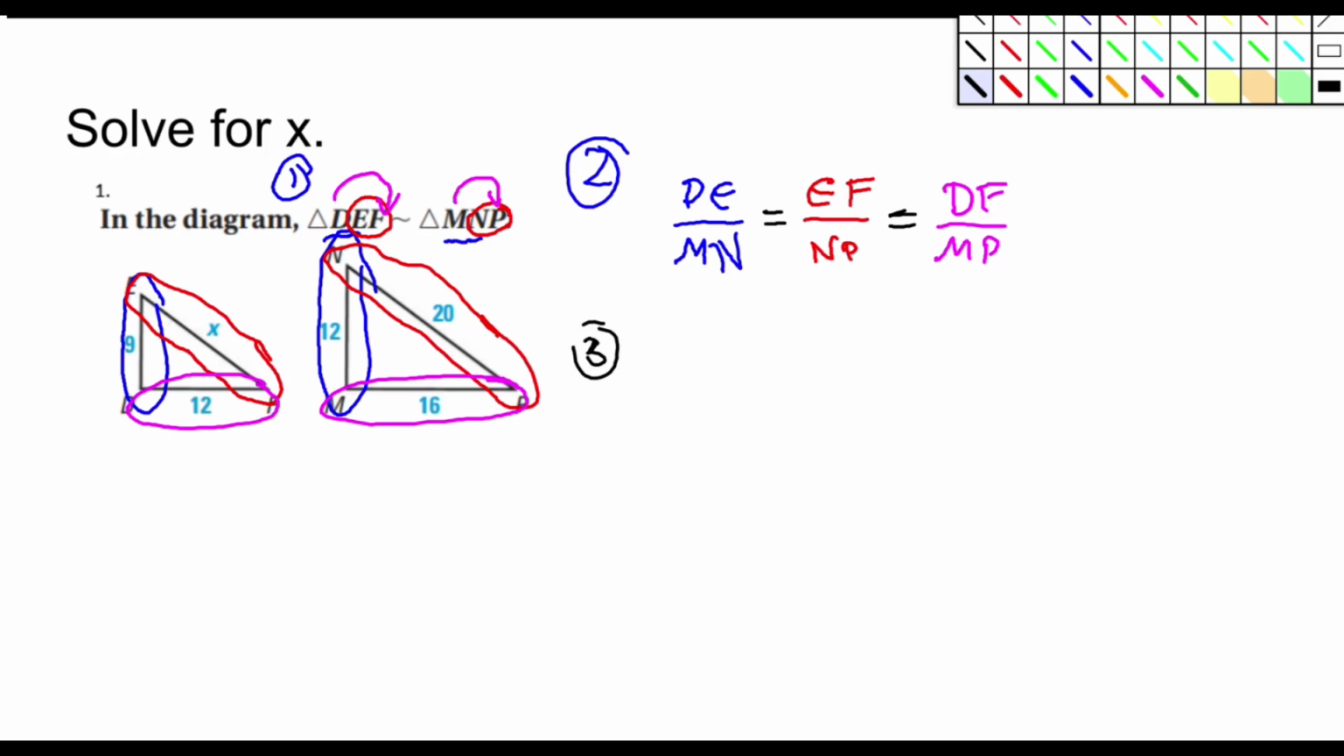All right, DE, do we know how long that is? Yep, that's 9. What about MN? That's 12. What about EF? Segment EF, that's X, that's what we're trying to solve for. What about NP, which is 20? And lastly, DF, which is 12, and MP, which is 16.